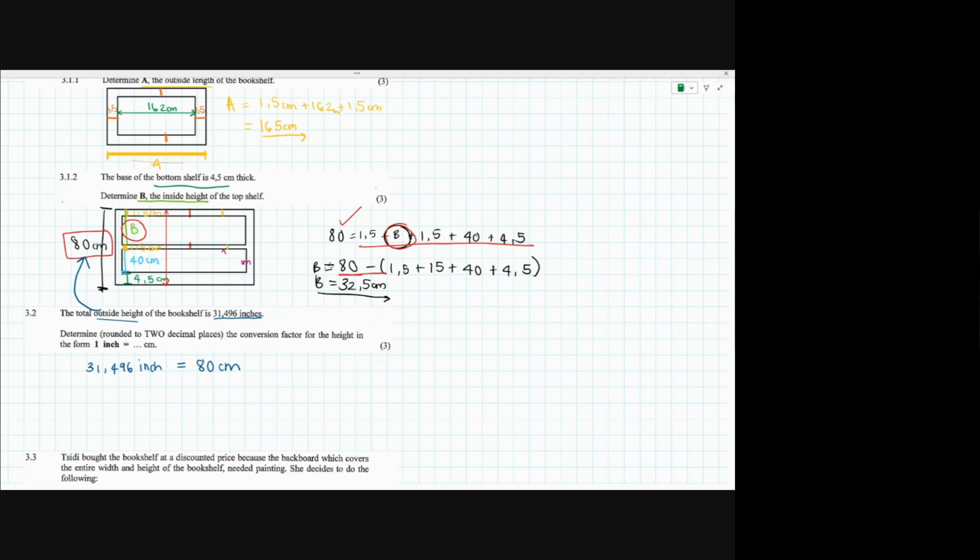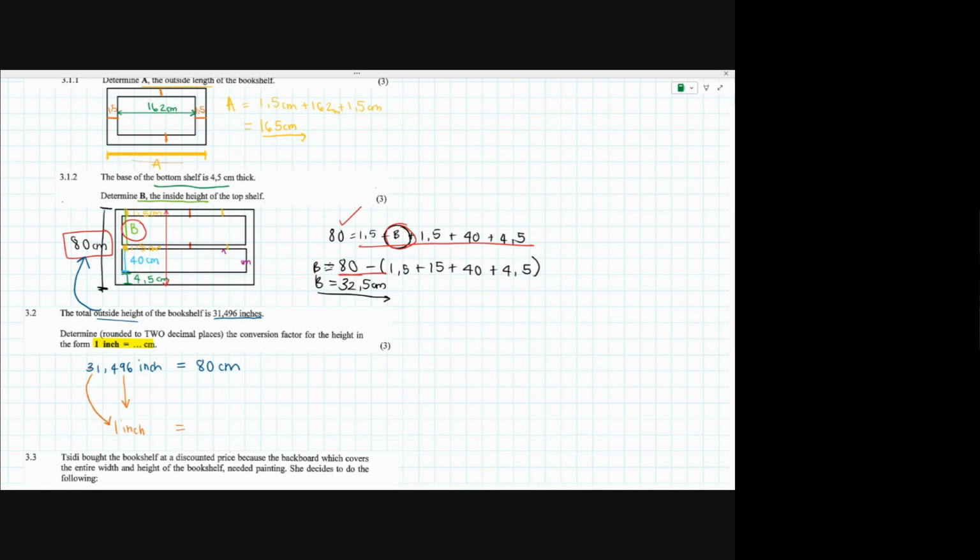Now we go back to what they actually want from us. They have specifically told us that they want the conversion factor to represent 1 inch. If you look at this last sentence here, it says, in the form, 1 inch equals some centimeters. That's giving me a little hint. It's telling me that this inch value needs to become 1 inch. And whatever manipulation we do to get 31,496 to be 1 inch, we need to do the same manipulation on the other side.